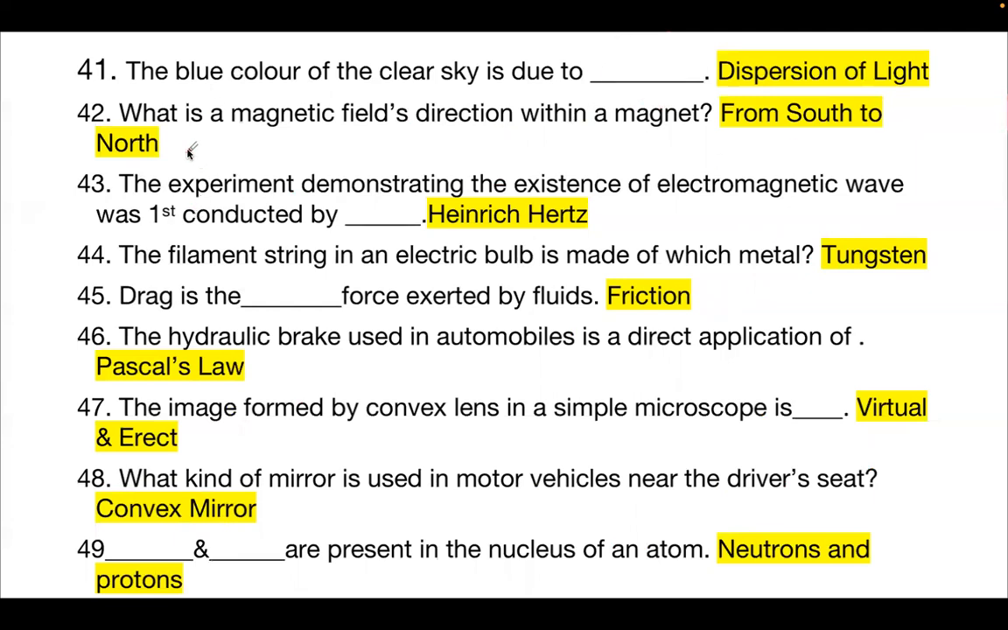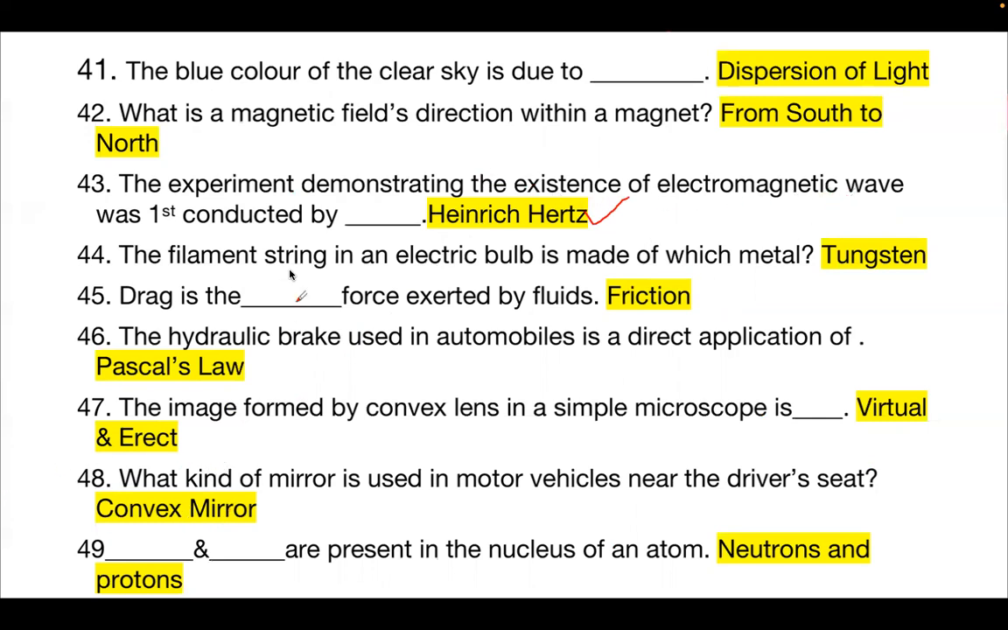Okay. What is the magnetic field's direction within a magnet? So in the magnet, a magnetic field direction is always from south to north. Okay. From south to north, a magnetic field direction will be there, not from north to south. The experiment demonstrating the existence of electromagnetic wave was first conducted by Heinrich Hertz. Okay. He was the one who first conducted existence of electromagnetic waves.